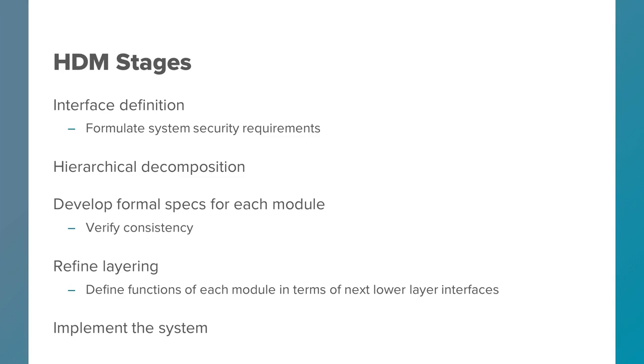And then you continue refining the layering. You break each module down farther and farther. And it's done in terms of interfaces. You define interfaces, and that way you can change the insides of the modules as long as the interfaces don't change, because changing the interface affects other modules. Changing the internals but not the interface doesn't. And then you implement the system. So that's how HDM works.